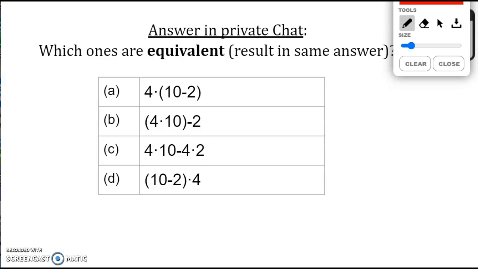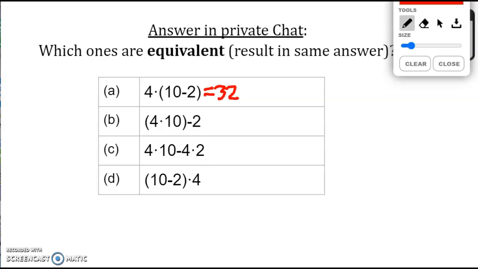Okay, so when you see this expression, 4 is being multiplied to parentheses 10 minus 2. By order of operations, what we need to evaluate is inside the parentheses first, right? So 10 minus 2 is 8. 8 times 4 is going to be 32. Okay, what about the next one?